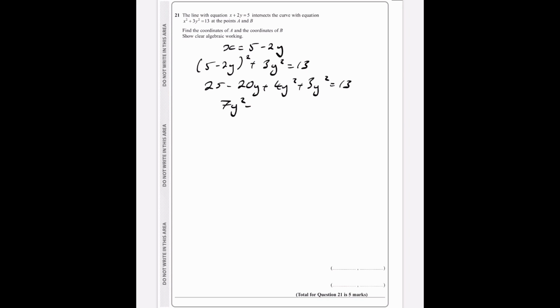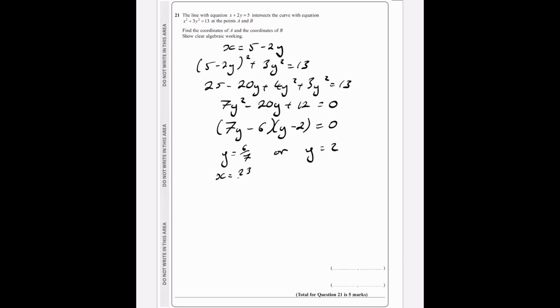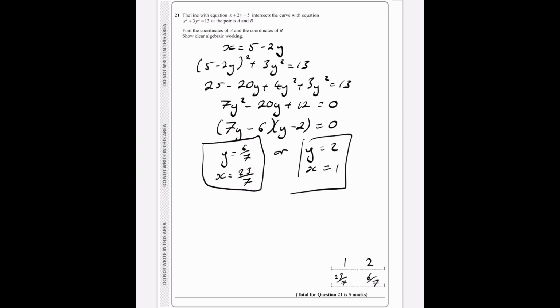Anyway, substituting x into the nonlinear equation and expanding out the squared brackets, we get a 3-term quadratic equal to 0. It needs to be equal to 0 because we're solving a quadratic here. It factorizes quite nicely. If you completed the square or used the formula, that's absolutely fine too. But the two y values, 6/7 and y equals 2, correspond to x being 23/7 and x equals 1, and that gives me the coordinates of the 2 points: 1, 2 and 23/7, 6/7. You must have shown clear algebraic working.